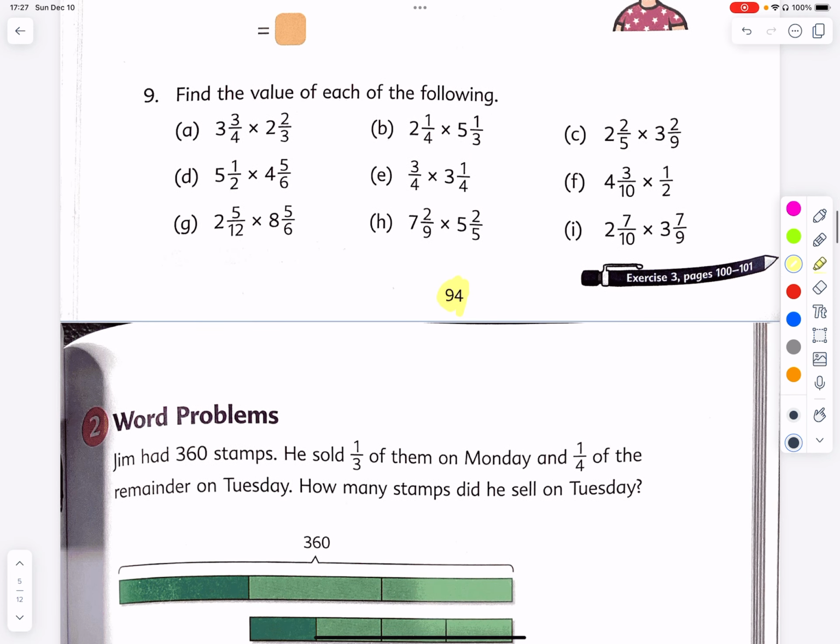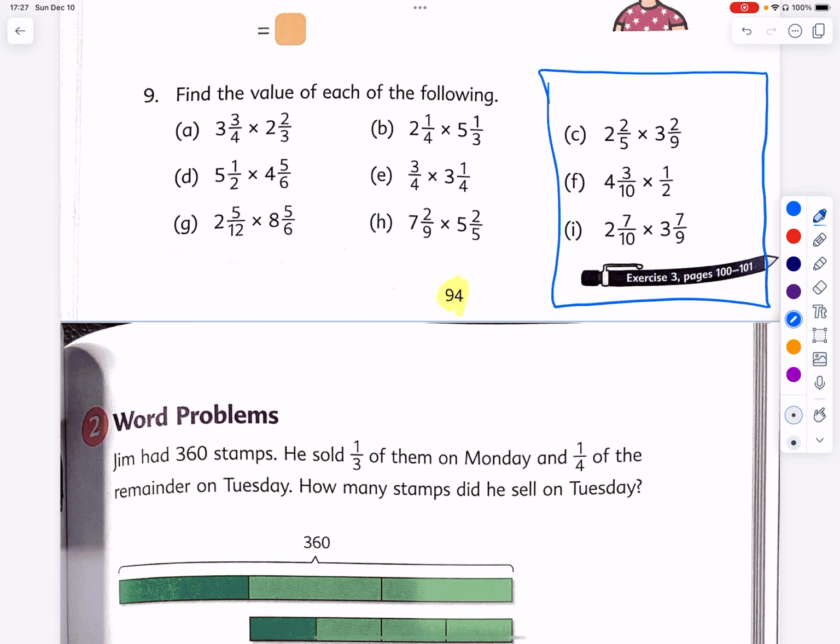Let's practice it. I'm only going to complete C, F, and I. I always try to complete only one section, leaving the rest for homework.